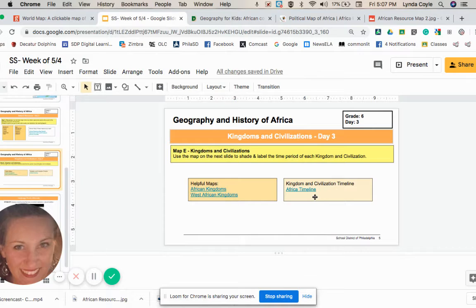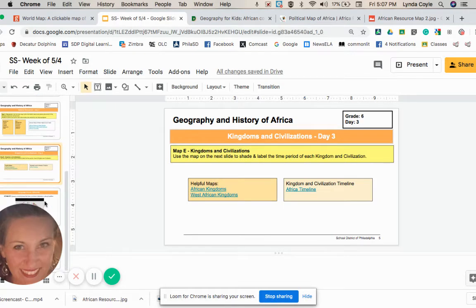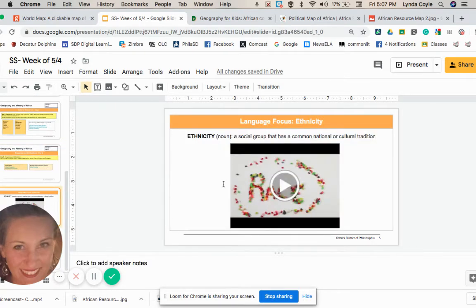Here we have the African timeline. You'll be able to find that on the Duxter site. Then we have the African kingdoms and the West African kingdoms, and they're just maps that separate Africa. Remember, right now I'm just giving you an overview of what your assignments are. We're going to be talking about ethnicity, a social group that has common national or cultural traditions. Your ethnicity is somewhat like your background and your traditions, the types of things you are. A lot of people connect that with religious backgrounds or where you derive from. So in that sense.